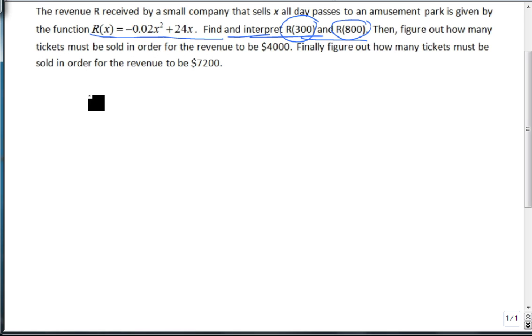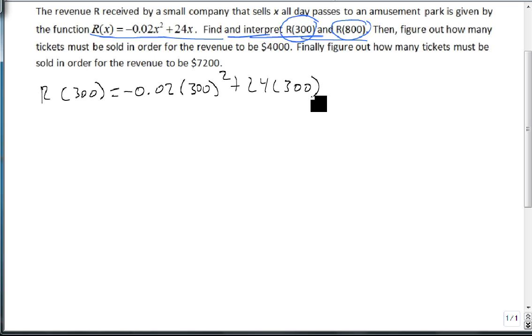So we're going to start this by looking at R of 300. And again, remember, whatever we see in parentheses, that's what we replace the x with. So we're going to see two of them in here. Then we take the 300 and we square it to get 90,000 times minus 0.02 is minus 1,800. 24 times 300 is 7,200. We add these together and we see that R of 300 is $5,400. So if we sell 300 all-day passes, we make $5,400.